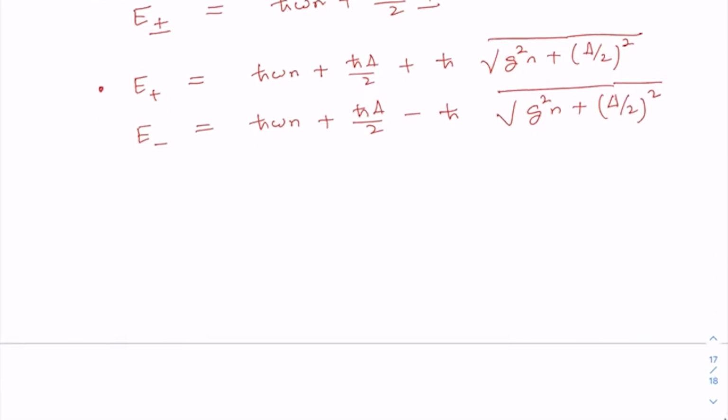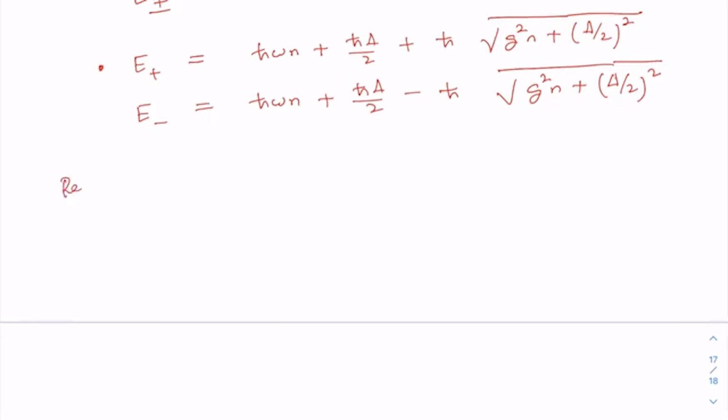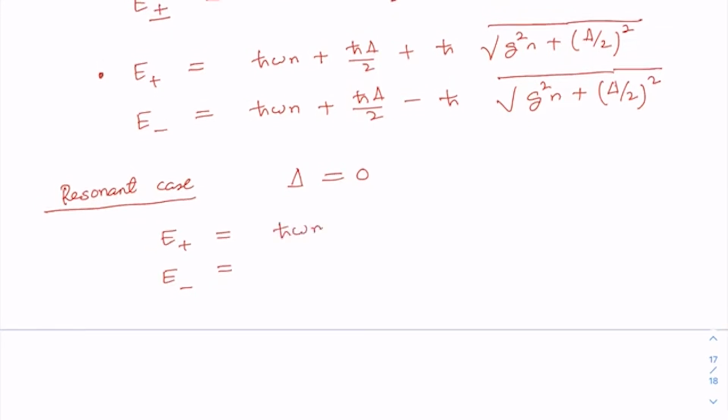Now let us consider the resonant case. It is simple to understand. In the resonant case, the detuning parameter delta is equal to 0, so we will have these energy levels, E plus and E minus, equal to ħωn plus ħg square root of n, and ħωn minus ħg square root of n. That means the energy level is basically getting split into two parts.